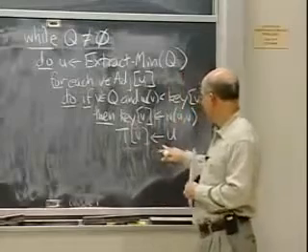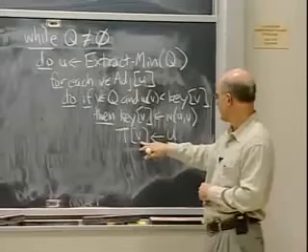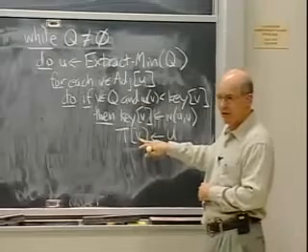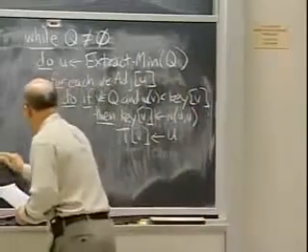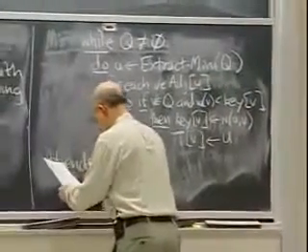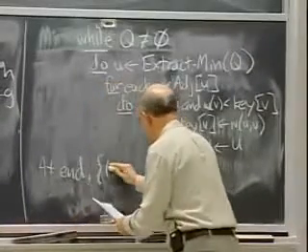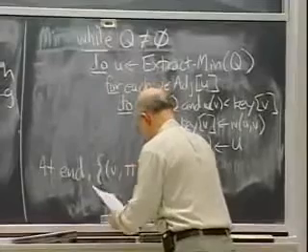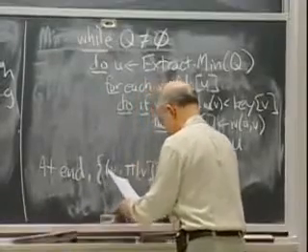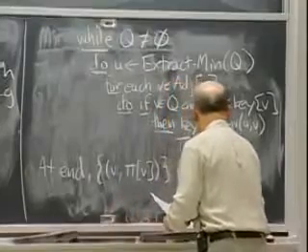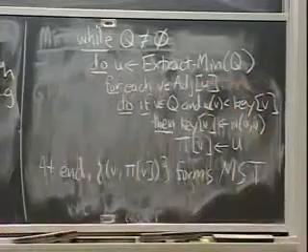And what we do is every time we bring it in, I keep track of what was the vertex responsible for bringing me in, and what I claim is that at the end, if I look at the set of these pairs that I've made here, V and pi of V, that forms the minimum spanning tree.